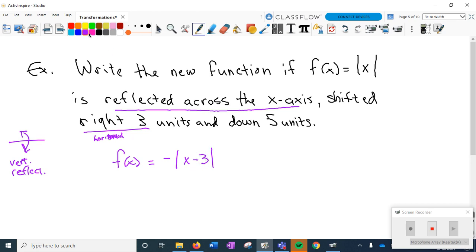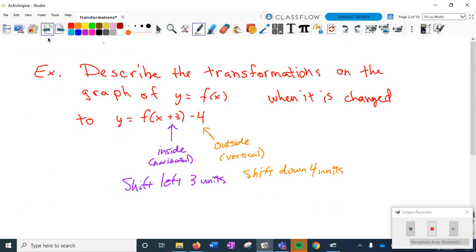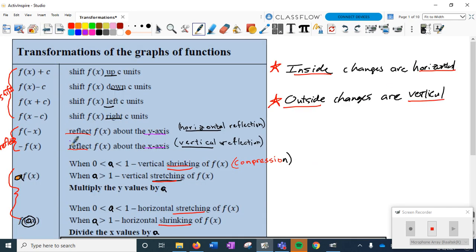The next thing I want to do is down 5 units. Down is vertical, so that has to happen outside. If we want to shift it down, we're going to have to put minus 5. So let's double check everything. Reflect across the x-axis, put a negative out front. Let's look back over here. Reflect across the x-axis, put a negative out front.